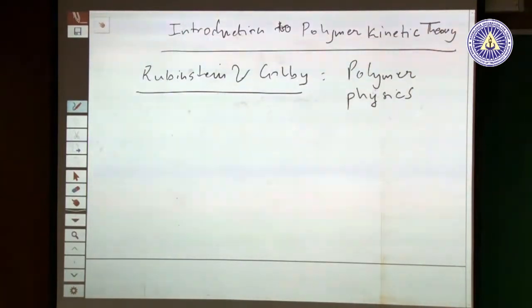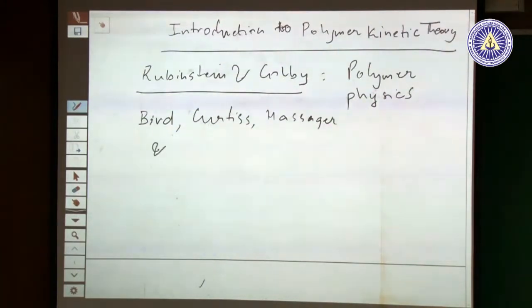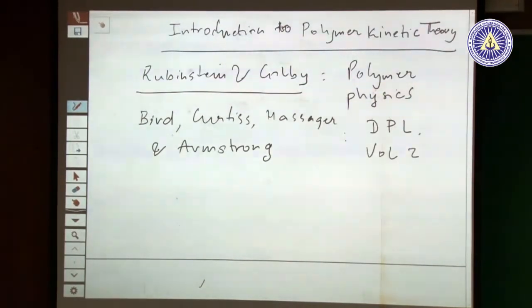And then I'll follow the book by Bird, Curtiss, Hassager, and Armstrong. This is called Dynamics of Polymeric Liquids. Volume 2 is on kinetic theory. Okay, so essentially these are the 2 books from which I'll take a lot of my material.